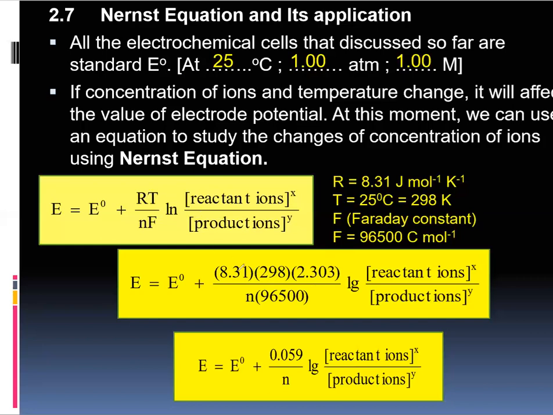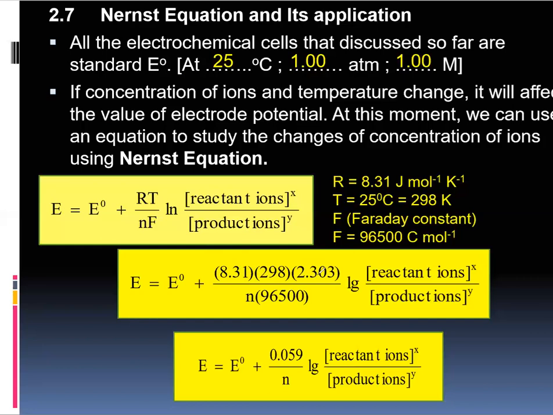So if we input these standard values in this equation to simplify it, since we already know R is 8.31, we know T is 298, and of course we know our Faraday to be 96500. So since we already know that, it means we can convert this.